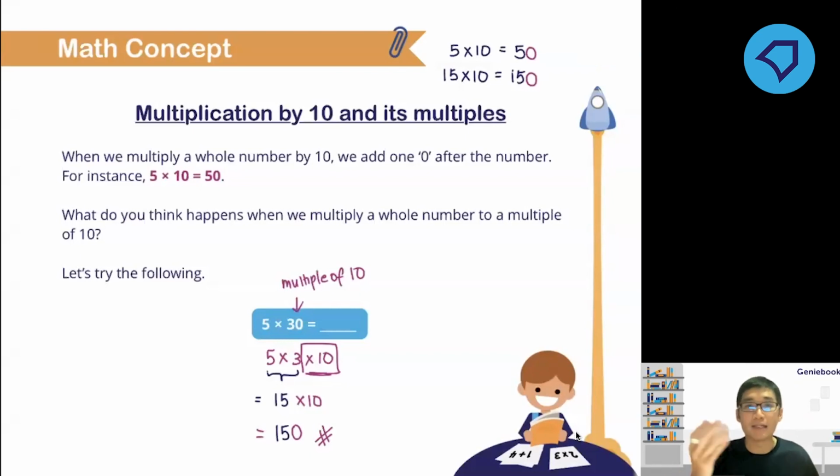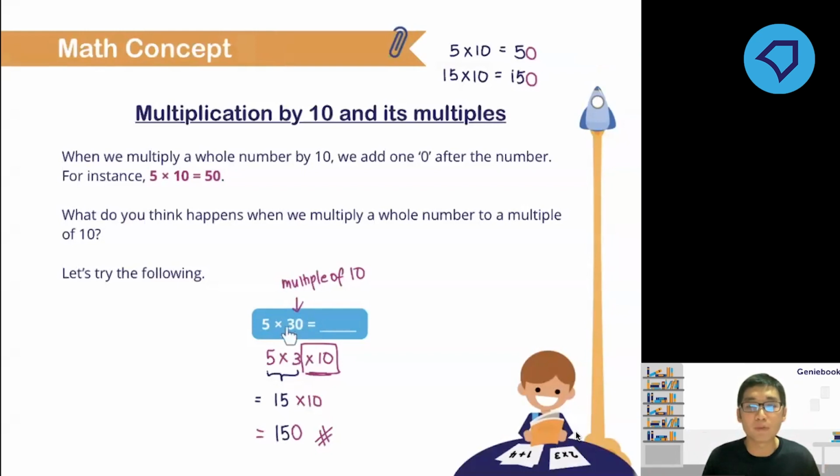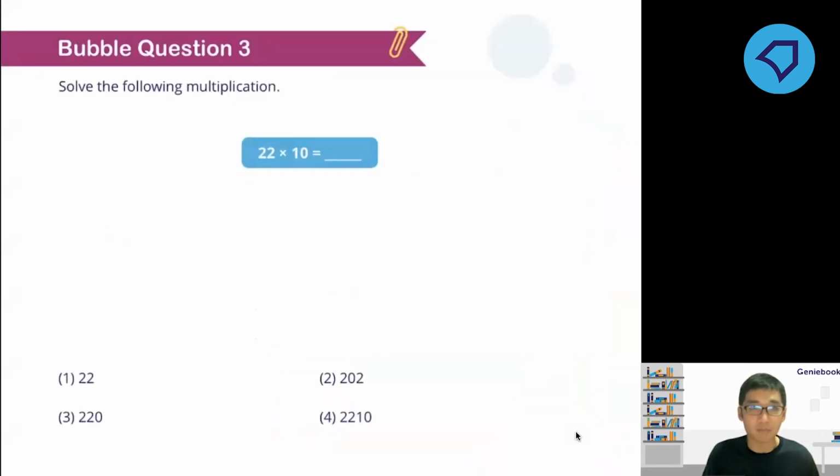What happens if now my number gets bigger? Let's say I have now 22 multiplied by 40, something like this, where you are multiplying 22 by a multiple of 10. So therefore, this is the way you can solve it very quickly, by first splitting up your multiple of 10 into something times 10. Then work on the front part first. Once you have gotten the answer, then you multiply that answer by 10 by adding a 0 at the back. All right, so let's take a look at your bubble question number 3 over here.